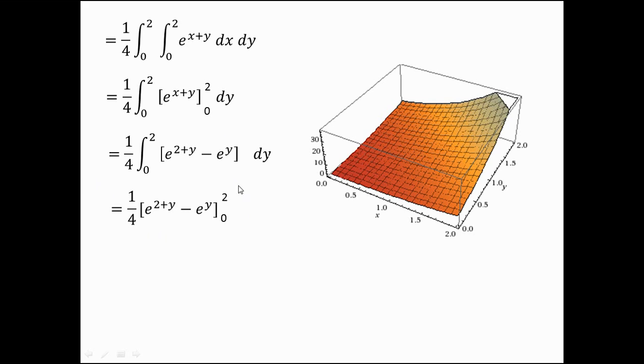This is basically done, right? We just have to evaluate it: plug in 2 for y, and minus this function with y equals 0. So we'll get this function here, e to the power of 4 minus 2 times e to the power of 2 plus 1, and the whole thing divided by 4, which is approximately equal to 10.2. So that's how you find the average value of a double integral.